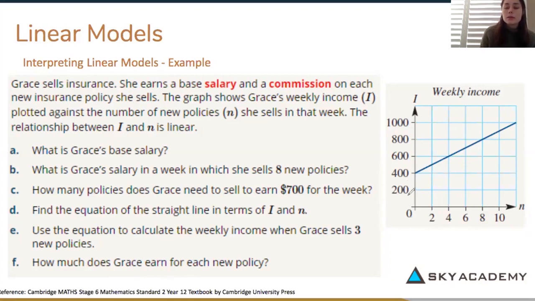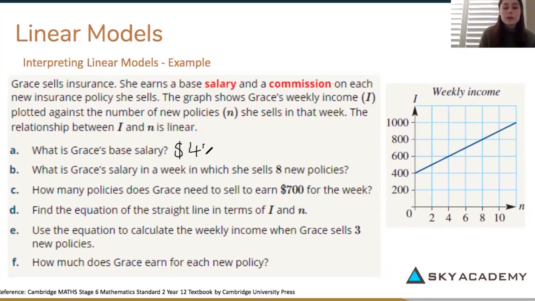As the number of policies that she sells increases, so does the weekly income. So let's have a look at question A: what is Grace's base salary? Her base salary is going to be the income that she starts with. If you have a look here, she starts with zero new policies. Her base is going to be $400. So regardless of the policies that she sells in a week, she will get $400 base. So her base salary is $400.